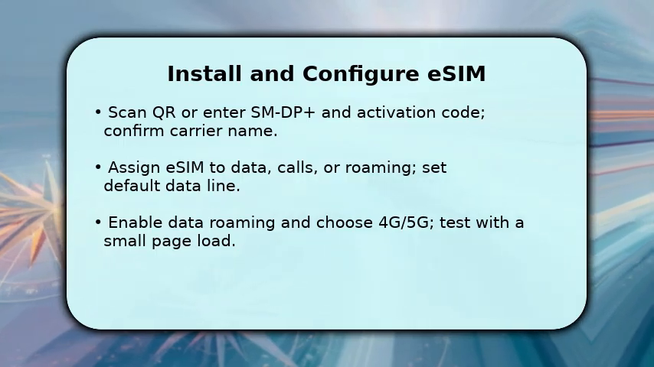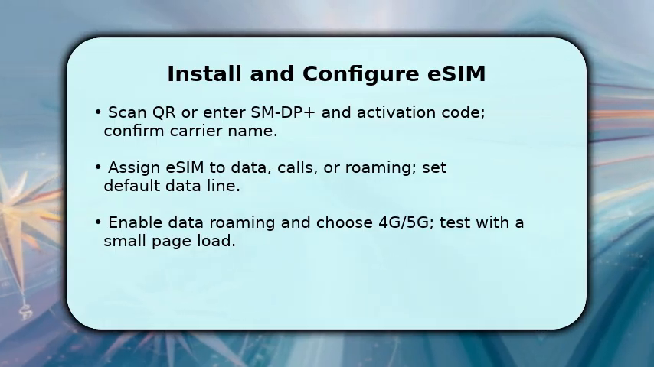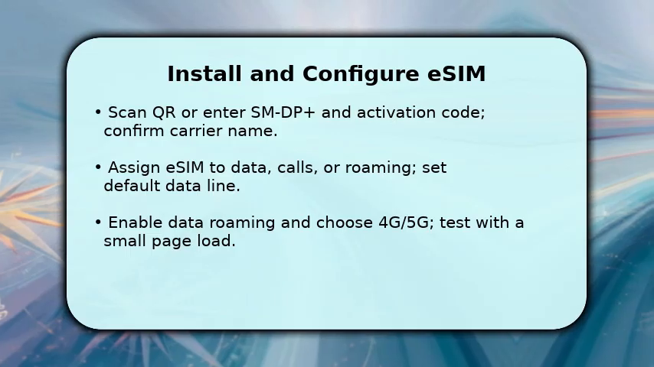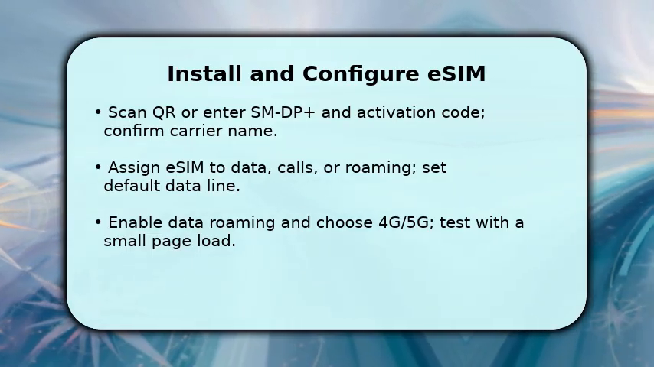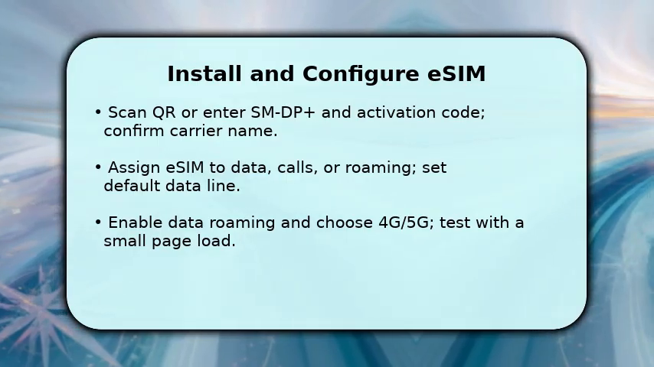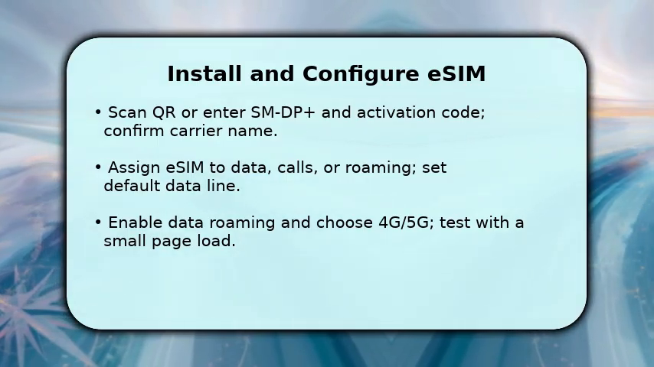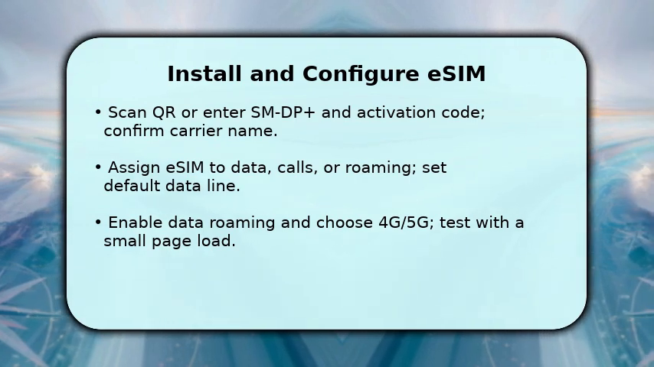After import, name the plan and assign it to mobile data or voice as needed. Make sure your primary number remains reachable if you require calls or 2FA. Next, enable data roaming and select the preferred network type like 4G to balance speed and battery life. Finally, restart radio or toggle airplane mode off and load a lightweight web page.